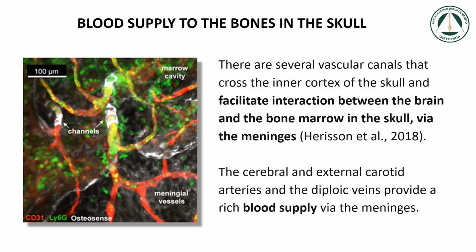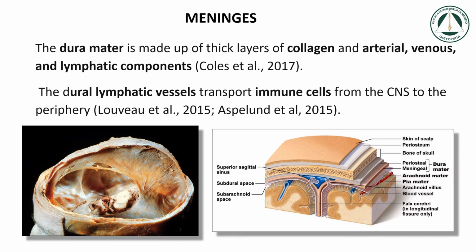Blood supply of the skull bones. There are vascular channels that cross the inner cortex of the skull, and facilitate interaction between the brain and the bone marrow in the skull, via the meninges. The cerebral and external carotid arteries, and the diploic veins, provide a rich blood supply via the meninges. Meninges. The dura mater is made up of thick layers of collagen, and arterial, venous, and lymphatic components. The dural lymphatic vessels transport immune cells from the CNS to the periphery.